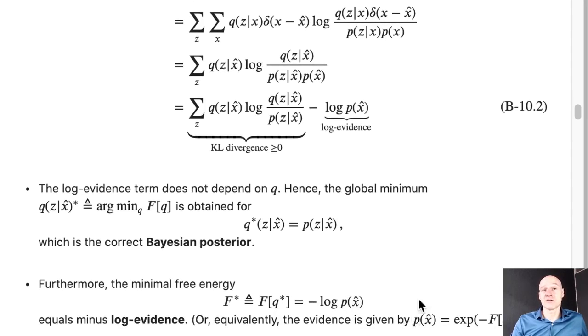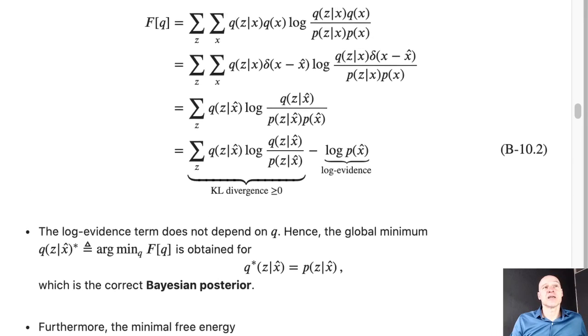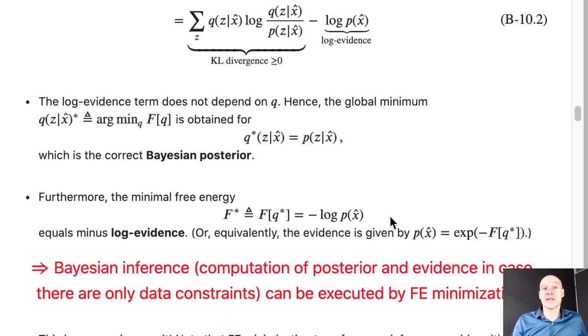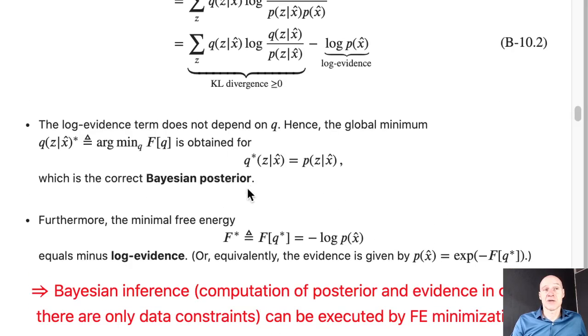Or in other words, the Bayesian evidence is the exponent of minus the free energy, where I plug in my optimal solution, the minimizer. In other words, by minimizing the free energy, I can do everything that I need to do for Bayesian inference. I get my posterior, the Bayesian posterior, and I get the evidence, right?